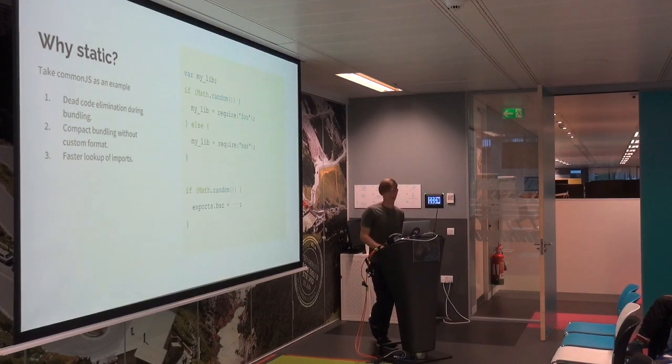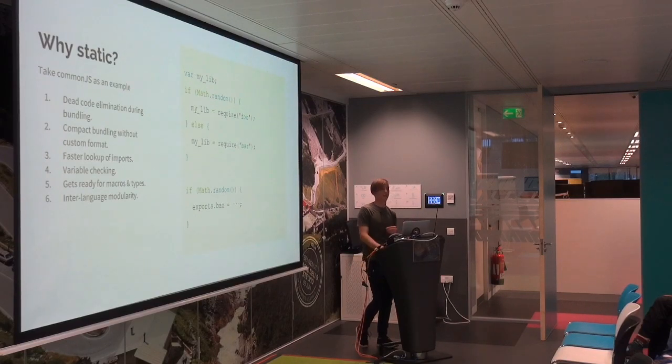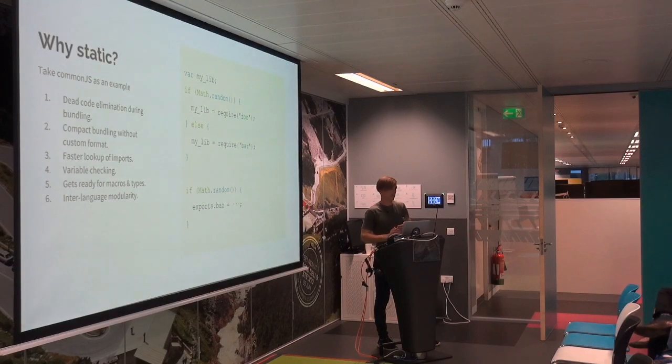It's also faster lookup of imports. Everything is in a global scope, and plus we know where it's coming from, which makes life easier. And variable checking: you have scope, you don't have to worry where it actually came from. And it gets us ready for macros and types and makes interlanguage modularity easier. If you've ever seen things like WebAssembly or ClojureScript, those are typed languages. JavaScript by itself, like ES5, is quite hard to analyze and have types, whereas with static analysis we can much more easily reason about what types are going to be imported.